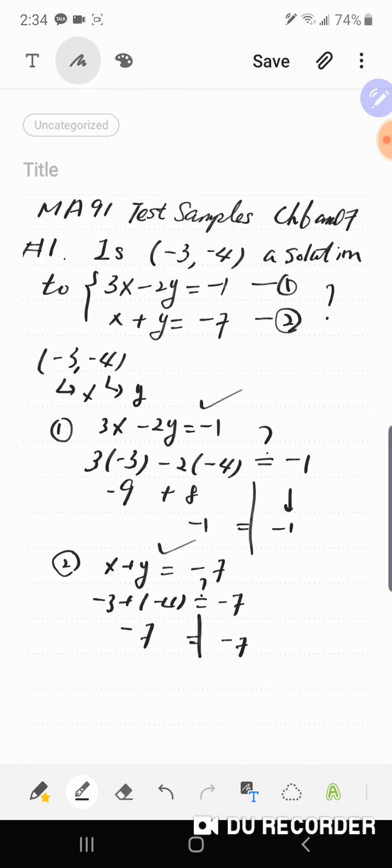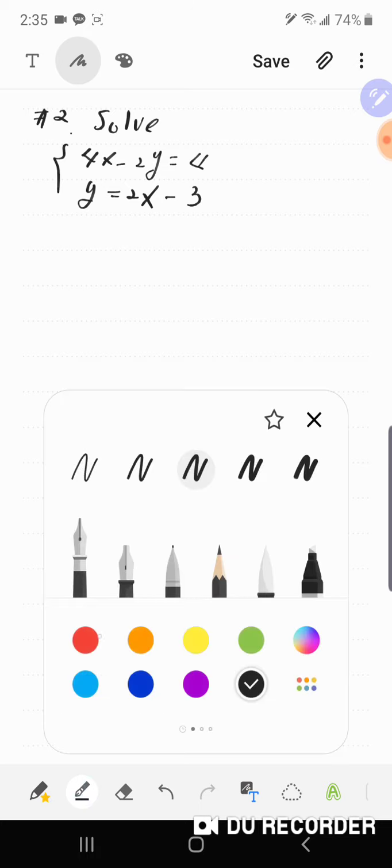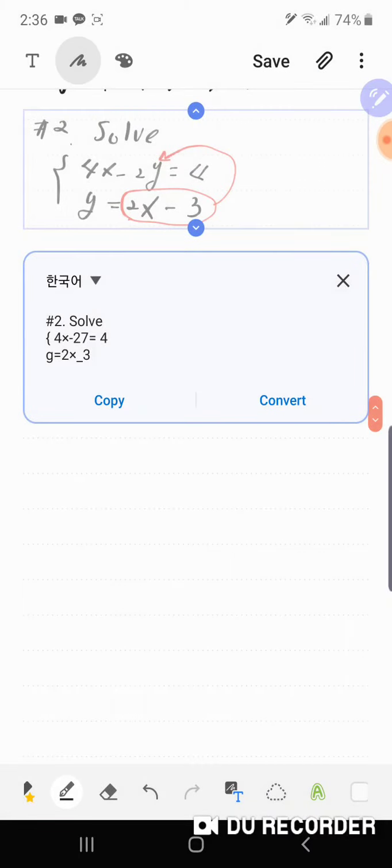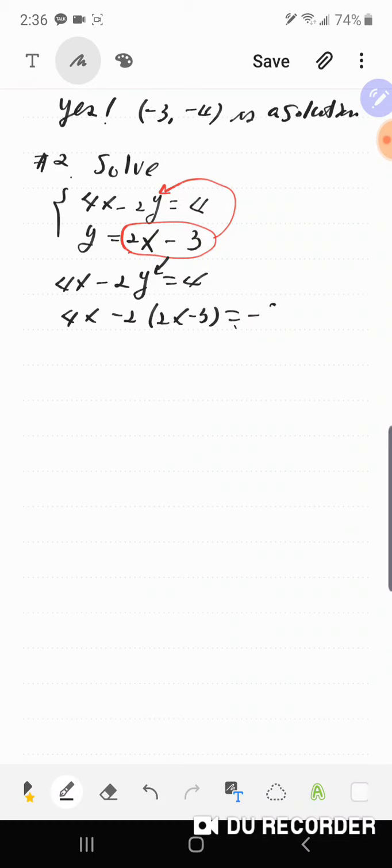Number 2. In order to solve the system of linear equations, we can use the substitution method. Here is the expression for y, so we can substitute 2x minus 3 for y in the other equation. The first equation now becomes 4x minus 2y equals 4. So I'm going to replace this y with 2x minus 3, equals 4. Then 4x minus 4x plus 6 equals 4.